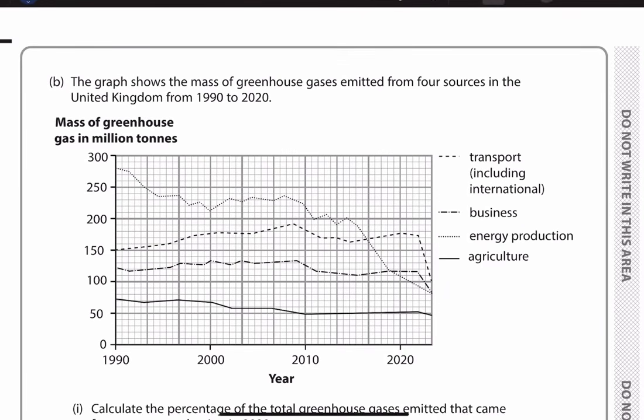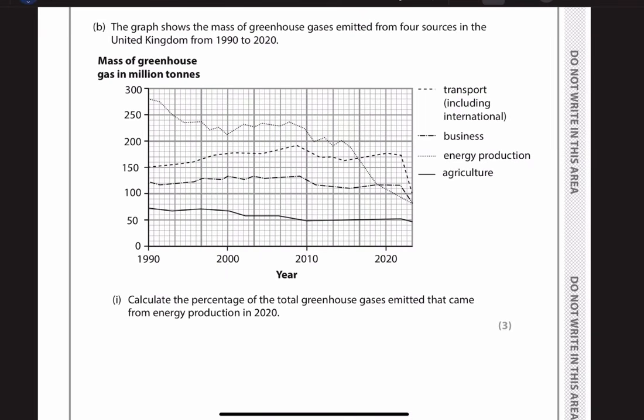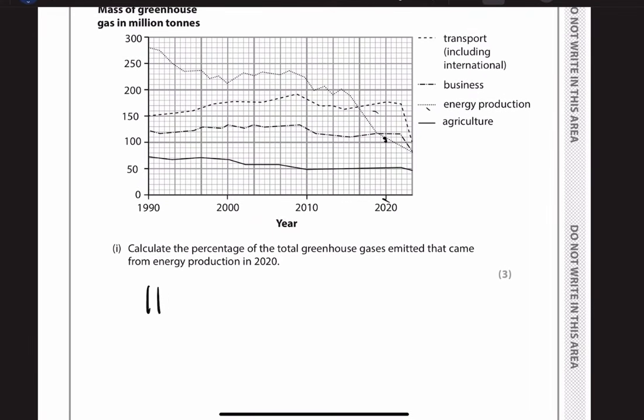The graph shows the mass of greenhouse gases emitted from 4 sources in the United Kingdom from 1990 to 2020. Okay? Calculate the percentage of total greenhouse gases emitted that came from energy production in 2020. So 2020, and energy production is the small dotted lines. So energy production in 2020 is here, which seems to be 110 million tons. So energy production is 110 million tons.